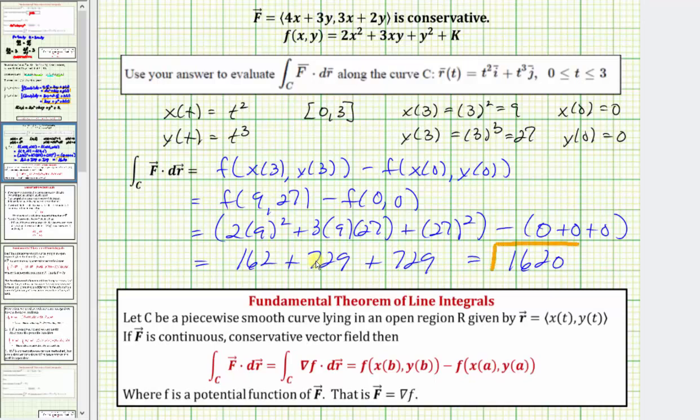So notice how by determining the given vector field was conservative, we were able to evaluate this line integral by evaluating the potential function at the end point, then the starting point, and then find the difference of these two function values.